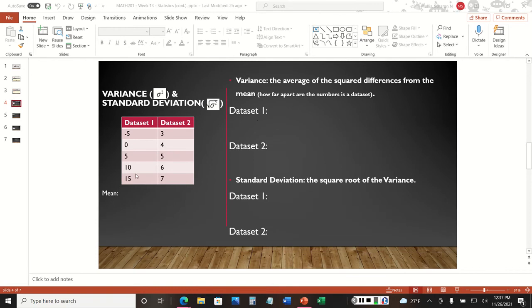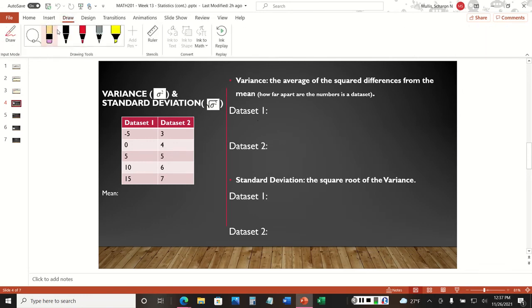We have two data sets that we're going to use to discuss variance and standard deviation so that you can get an idea of what they are. The first data set has -5, 0, 5, 10, and 15, and data set 2 has 3, 4, 5, 6, and 7. The first thing we're going to do is figure out the variance.